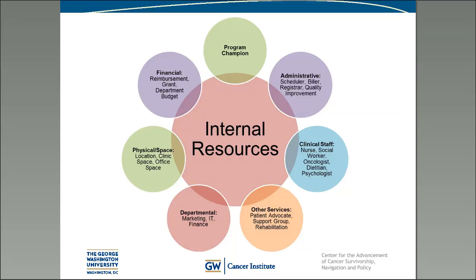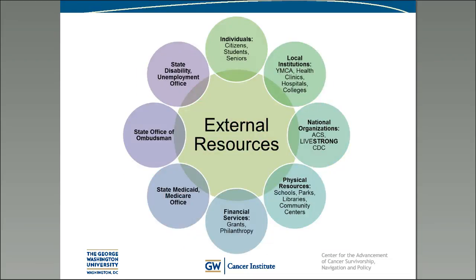In particular, the registrar, again, we've talked about, might be able to help with some of your needs assessment data collection. Clinical staff, maybe you have a nurse practitioner, maybe you have oncologists, maybe there's a dietitian. Maybe you also have a patient advocate and support groups and educational classes and a physical therapist in your institution. Maybe some of the departments that might be helpful are marketing and IT. And then for physical space, maybe you have some clinic space or some office space that you could leverage for your program. So external resources include individuals, they include national organizations, local institutions, physical resources, fiscal resources, and state offices.